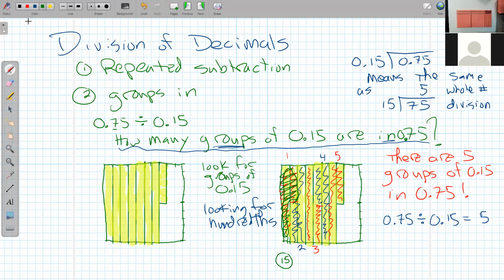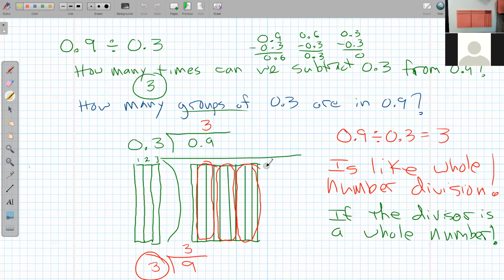Sorry, that's getting so messy. The highlighter will help. Right? A long and 5 hundredths, 5 units. I was looking for a whole number of things. So that's it right there. As far as division goes, it's just like whole number division as long as the divisor is a whole number, because it's the divisor that we're counting. We're looking for this kind of a group there.